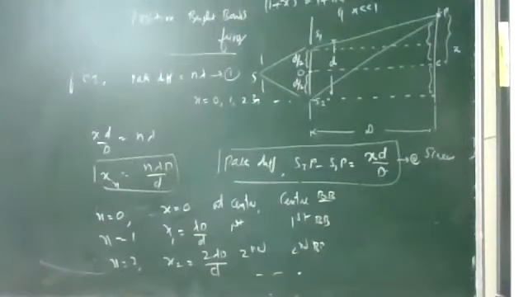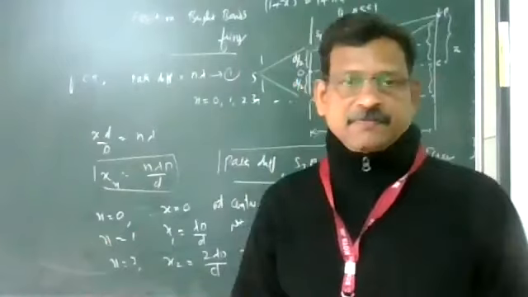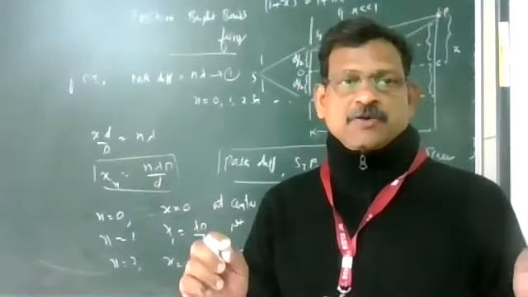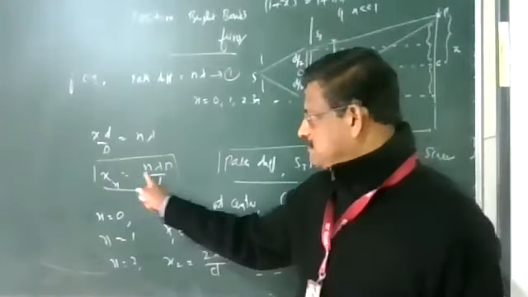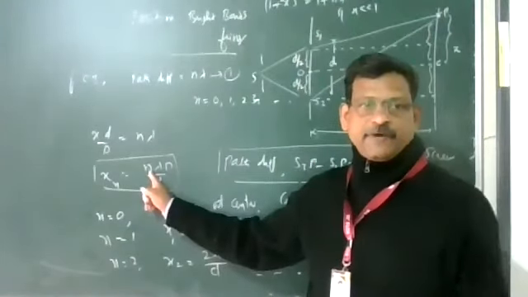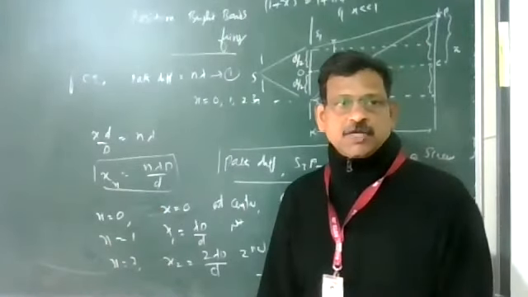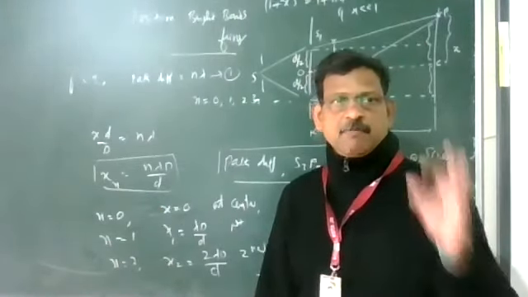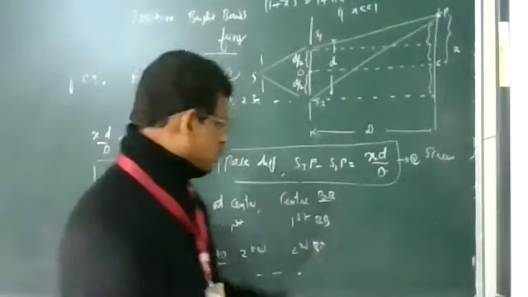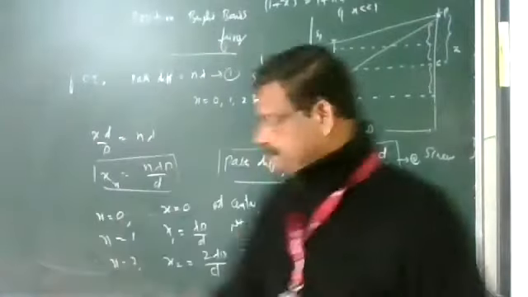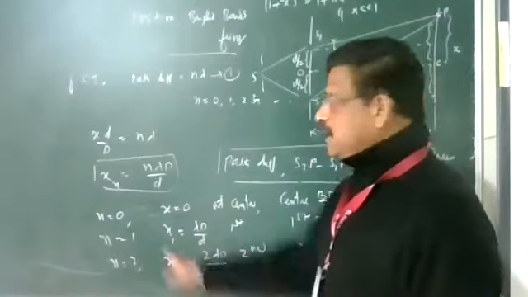Direct numericals you will get. What is the distance of the fifth bright band from the center? You have to put 5 lambda D by d. So these are the distances on the screen where you get bright regions from the center: 0, then the next one is lambda D by d, the next one is 2 lambda D by d, 3 lambda D by d, and so on.